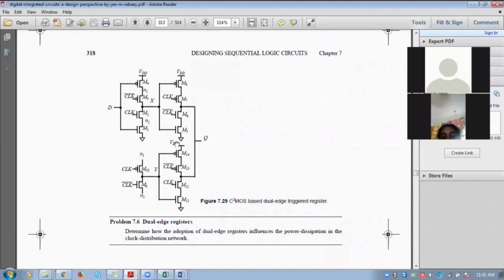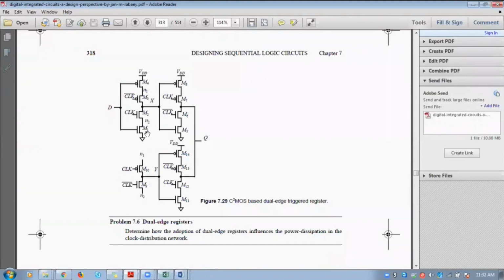This entire design is parallelly connected to this particular D register, and this N1 point is connected here, and this N2 point is connected here. So this M4 and M1 are common for this negative D register as well as this positive D register. So this is the efficient C squared MOS design, which is going to be twice faster than your previous design.